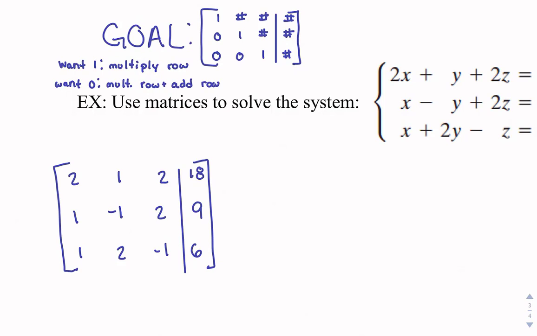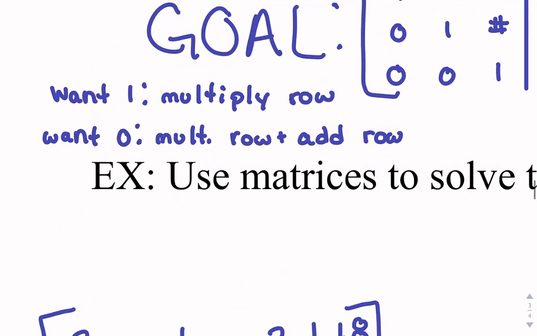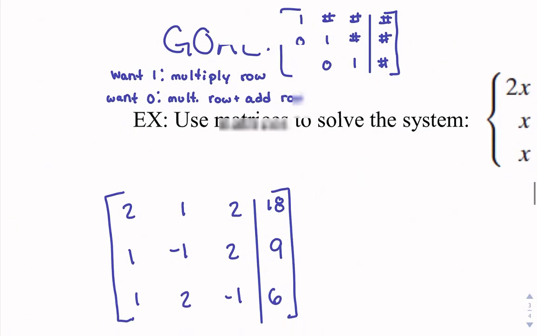So our goal matrix is, remember, when you want a 1, you multiply that row by a fraction. So if it said 2 there and I wanted a 1, I would do 1/2 times row whatever. If I want a 0, that means I'm going to multiply a different row and then add it to the row where I want that 0. So we work with column 1 first. The first number we want is a 1 here and a 1 here.